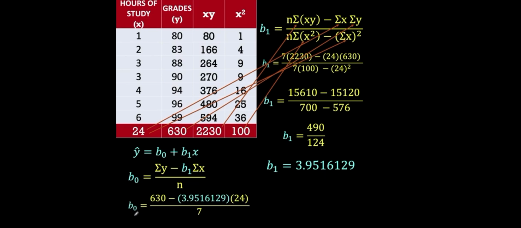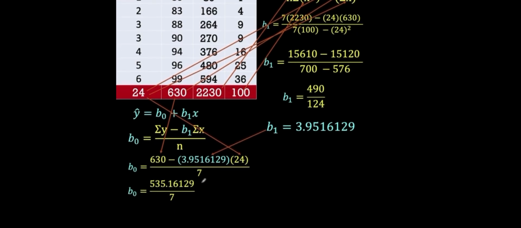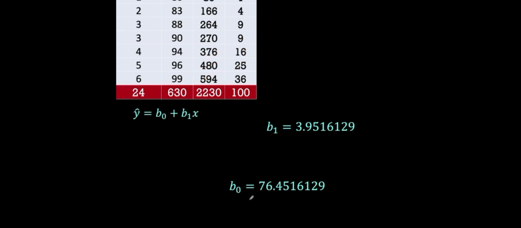Then computing now for the y-intercept, sigma y is 630. This b sub 1 now is whatever is the result here. Then sigma x is 24 and n is equal to 7. Then simplifying the numerator, that resulted to 535.16129. Again, we do not want to round this off immediately, then over 7. And finally, dividing these two numbers, we have b sub 0 equals 76.4516129. So we now have the values for b sub 1 and b sub 0 that we need in order to model this distribution using linear regression.